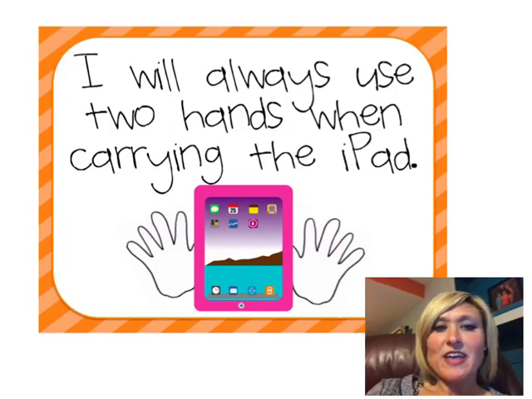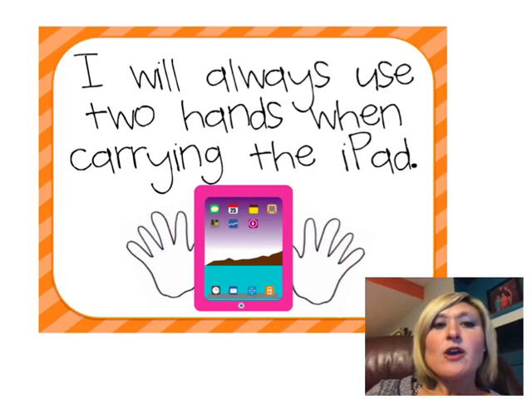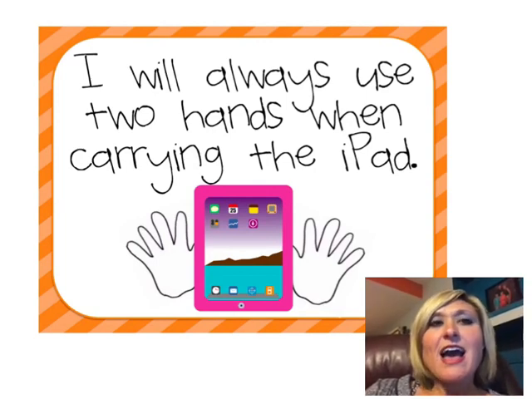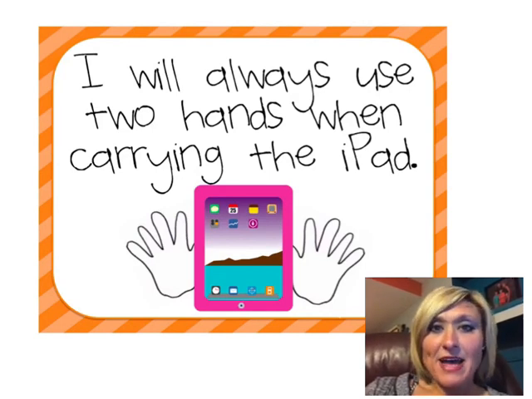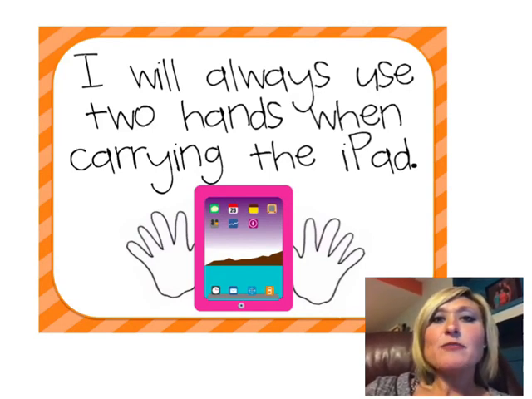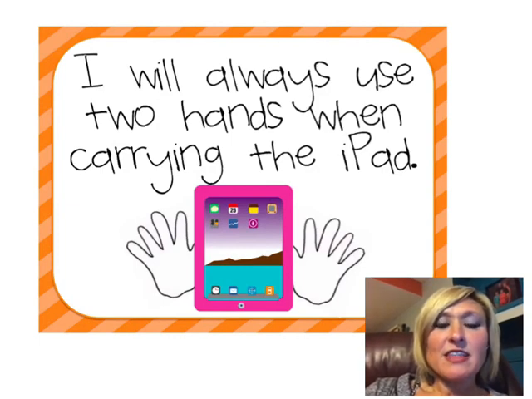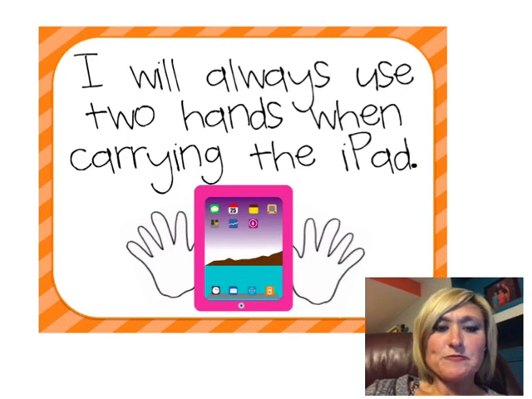The first rule that your teacher introduced you to when he or she introduced you to your classroom iPads was, I will always use two hands when carrying my iPad. This sounds like a pretty simple rule, but the fact is, many iPads have gotten broken because students were not carrying them properly. Oftentimes, iPads have been broken because students have hit them on the corner of their desks or dropped them on the floor.